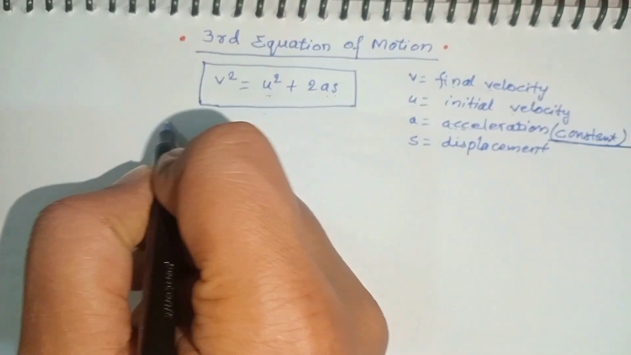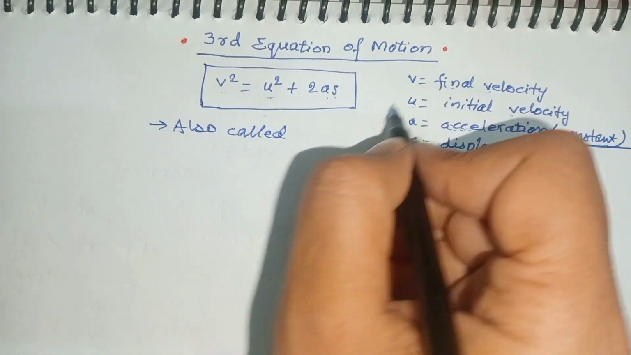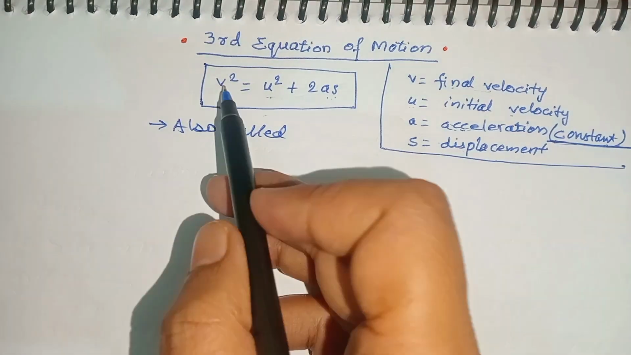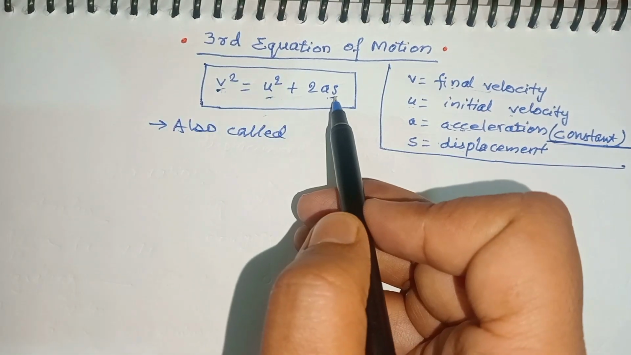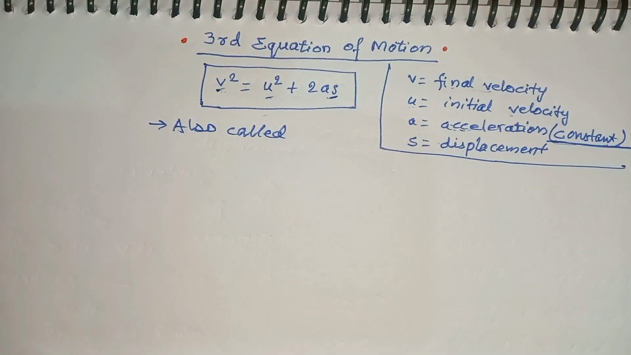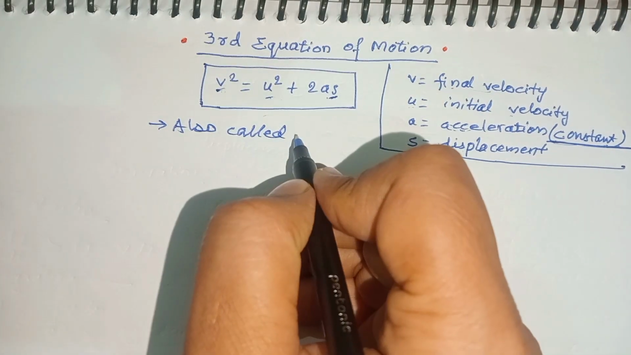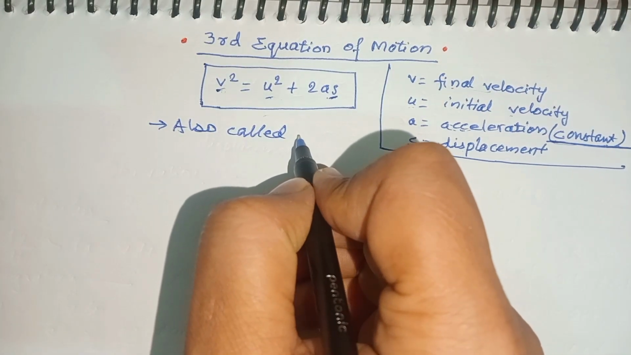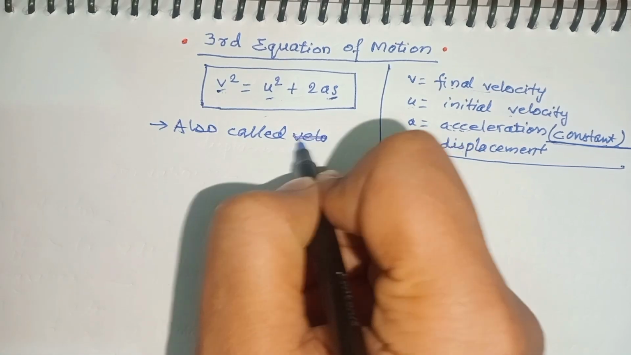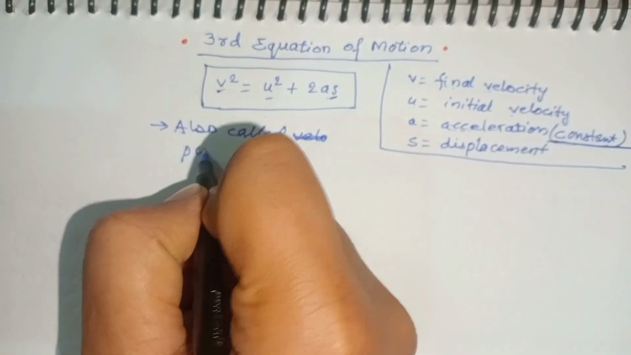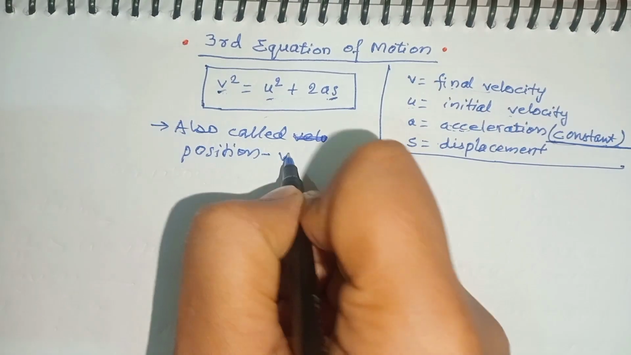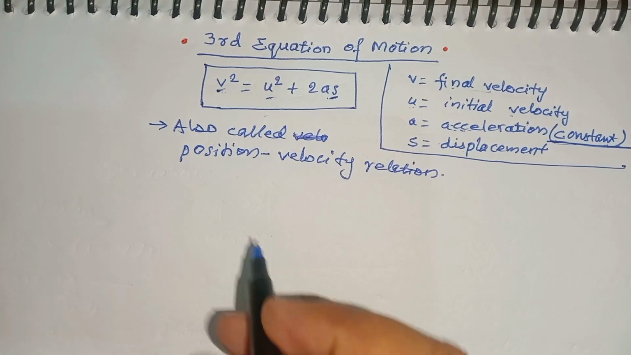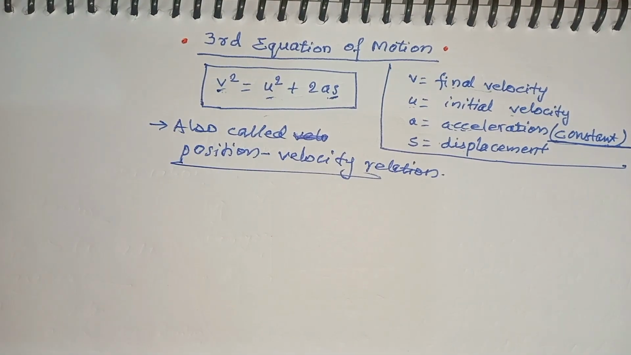And which type of relationship is this called? This is velocity, and this is displacement or position. This is also called the velocity position relation, or you can say the position velocity relation.